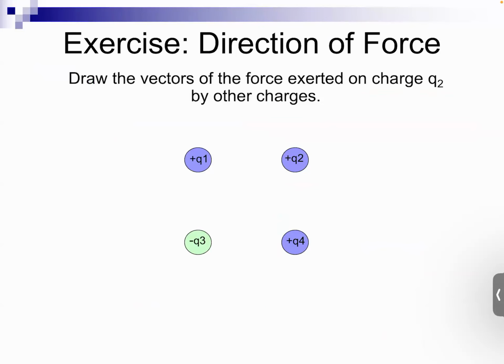Right, so a little bit of an exercise before we move on to calculating the force. Okay, I have 4 charges here, Q1, Q2, Q3, and Q4. It says here, draw the force vectors exerted on charge Q2. So we want to find the direction of the force exerted on charge Q2 by all the other charges, Q1, Q3, and Q4. So how do we find the direction?